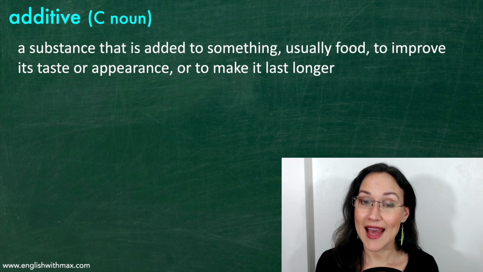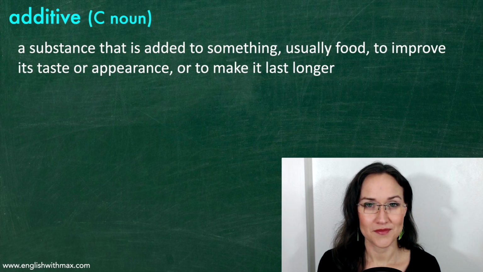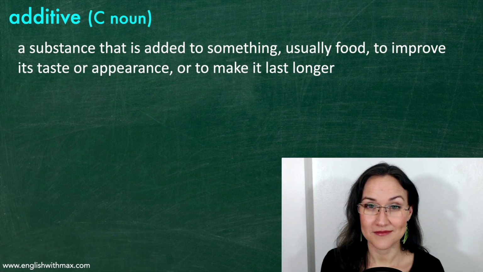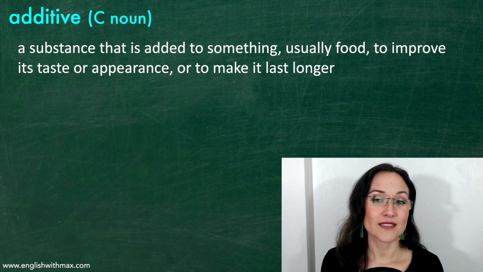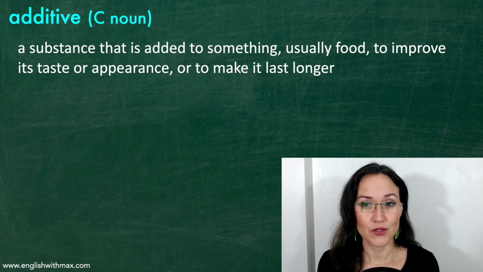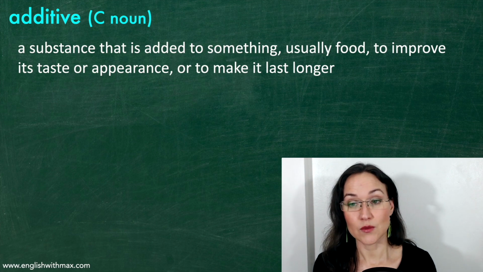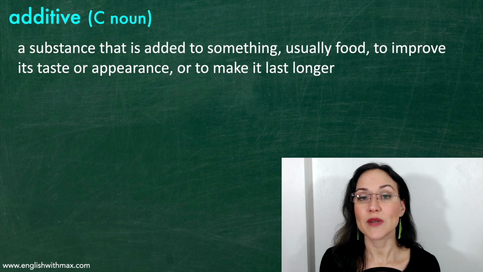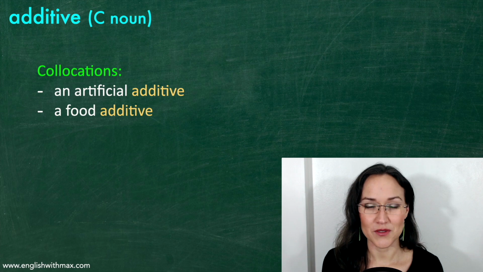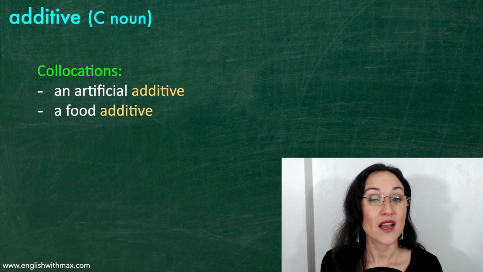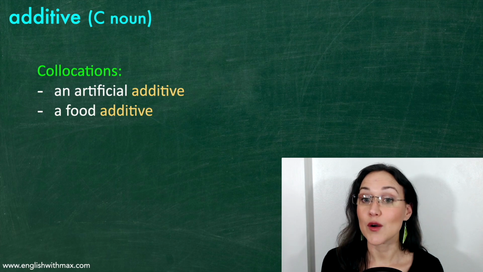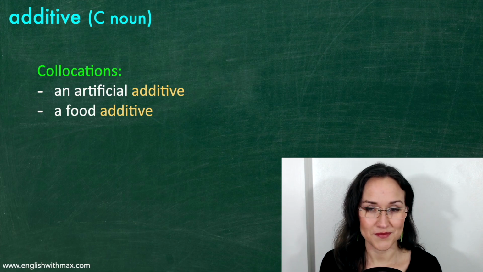This word is additive. Additive. It's a countable noun. An additive is a substance that is added to something, usually food, to improve its taste or appearance, or to make it last longer. Here are a couple of collocations. An artificial additive and a food additive.